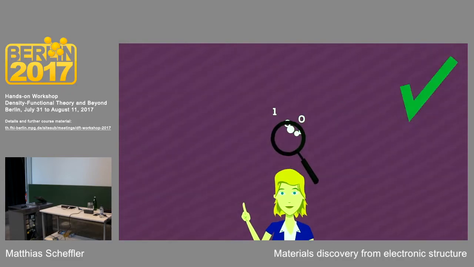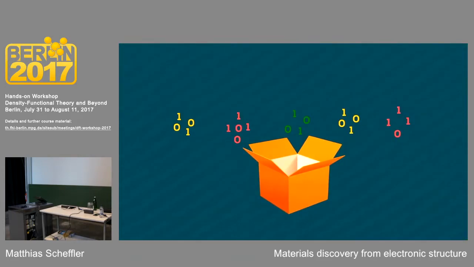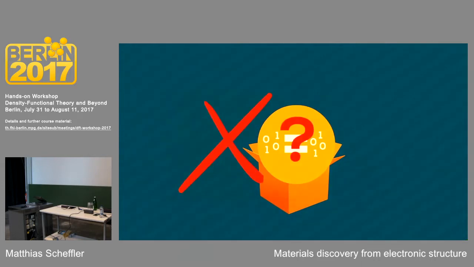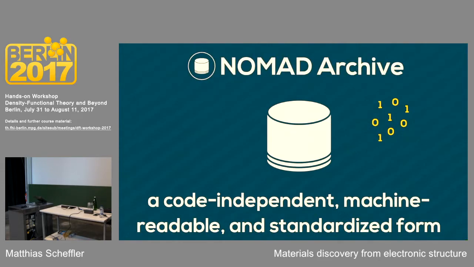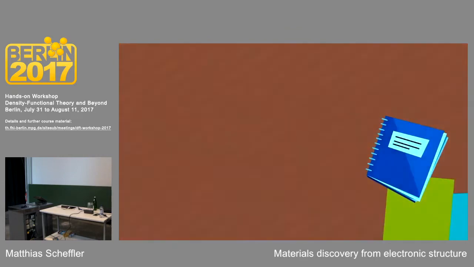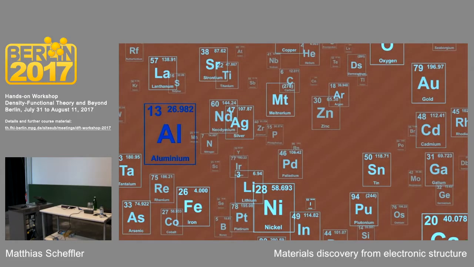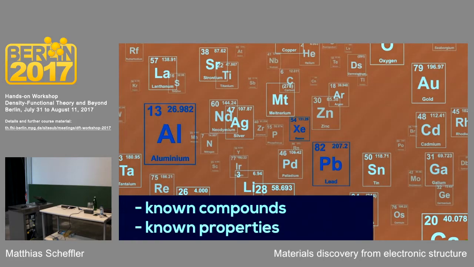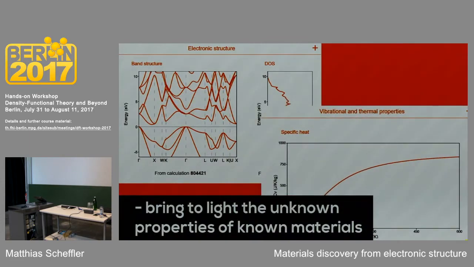It also enables a confirmatory analysis of materials data, their reuse and repurposing. As the NOMAD repository includes extremely heterogeneous data, which do not allow for direct comparison, these are being processed into code-independent, machine-readable, and standardized form. This is the NOMAD Archive, which provides the open access data from the repository in an easy-to-use and easy-to-access way. The archive is the base for the NOMAD Encyclopedia, which displays the properties of computed materials based on millions of calculations that have been performed worldwide. Not only does the encyclopedia provide information about known compounds and their known properties, but it also makes it possible to propose a previously unknown material with the desired characteristics for a special application, or to bring to light the previously unknown properties of known materials.